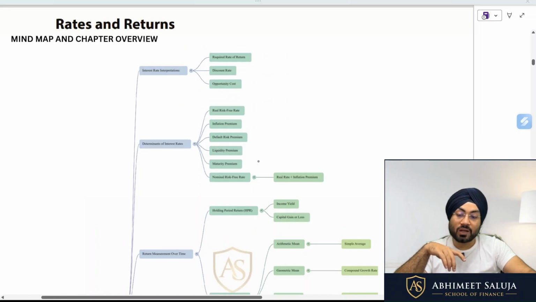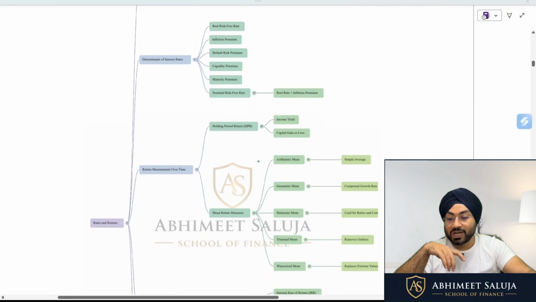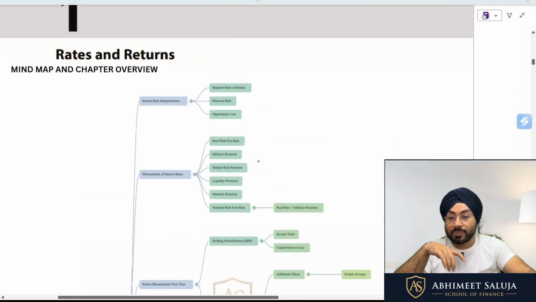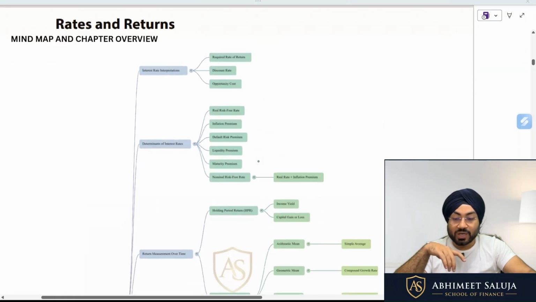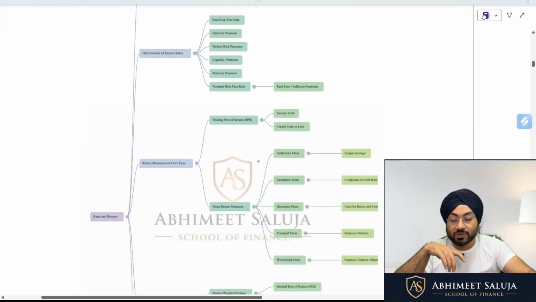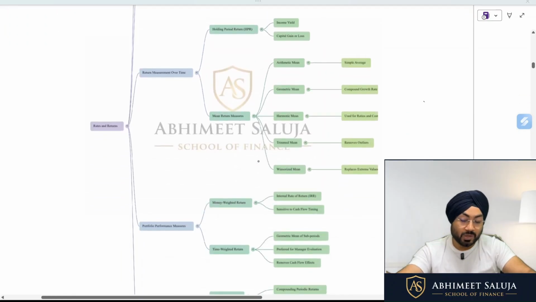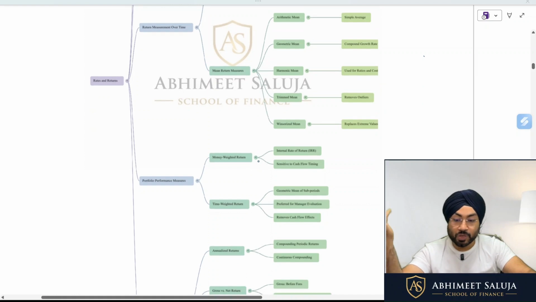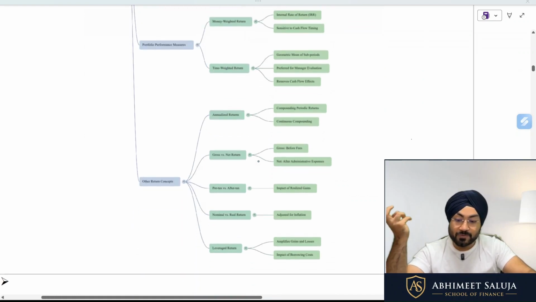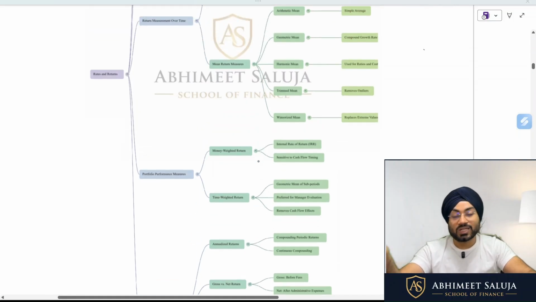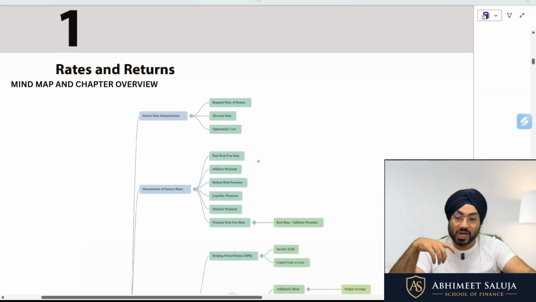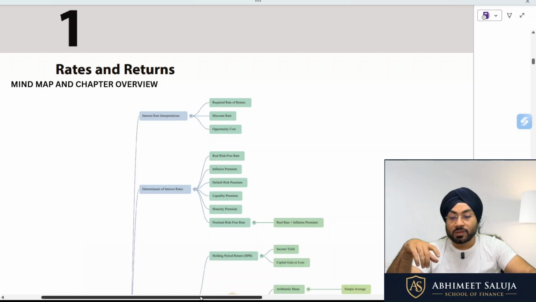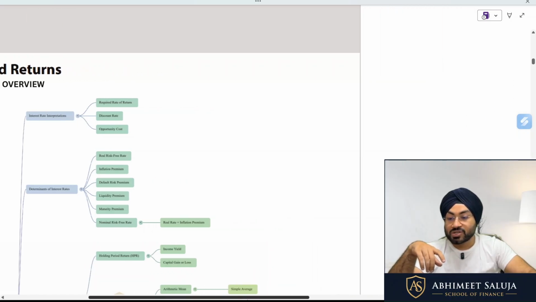This learning outcome has been divided into five major topics. First is interest rate interpretation, second is the determinants of interest rate, third is return measurement over time, how we measure the return, fourth is portfolio performance measures, how we measure portfolio performance, and fifth is other return concepts. So let's start with the first subtopic, which is interest rate interpretation.